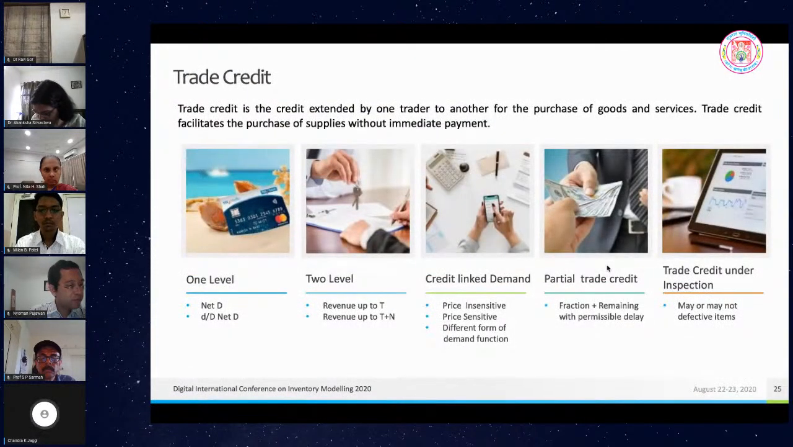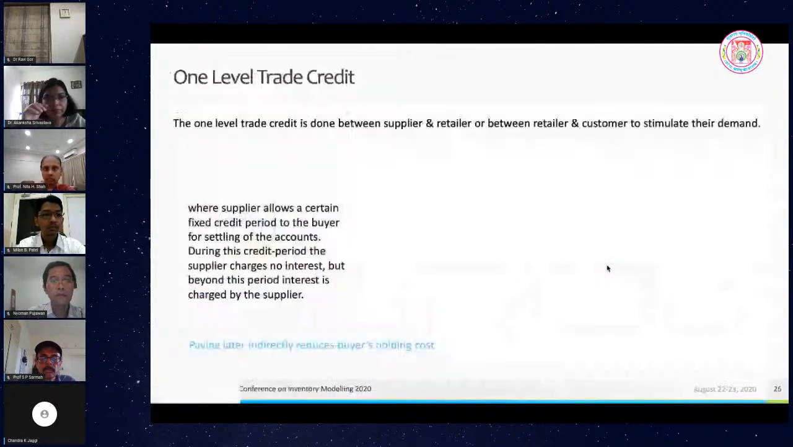Now here we have, as I said earlier also, one level, two level, then credit-linked demand. In credit-linked demand we are trying to use the same function as we did in the media-induced demand, to see how trade credit also influences your demand. Then there is partial trade credit, and then we have trade credit under inspection basically.